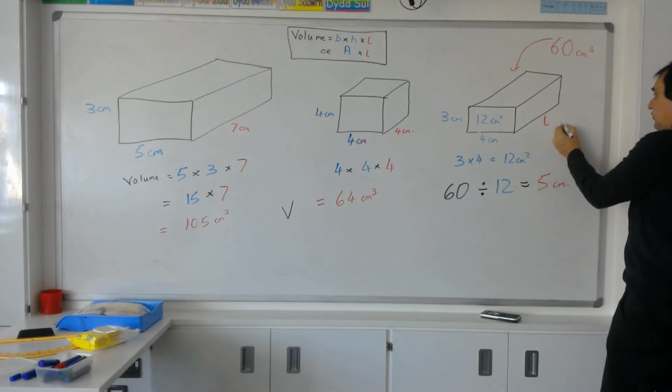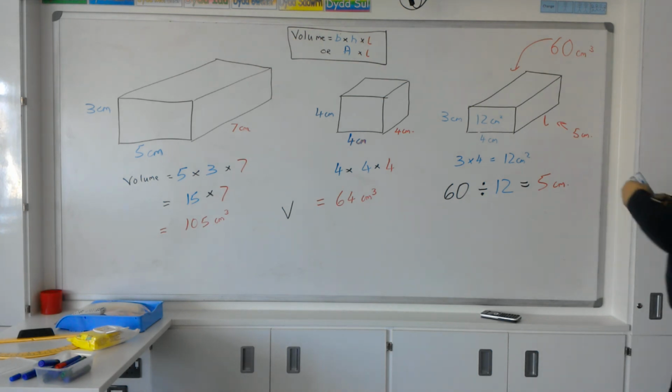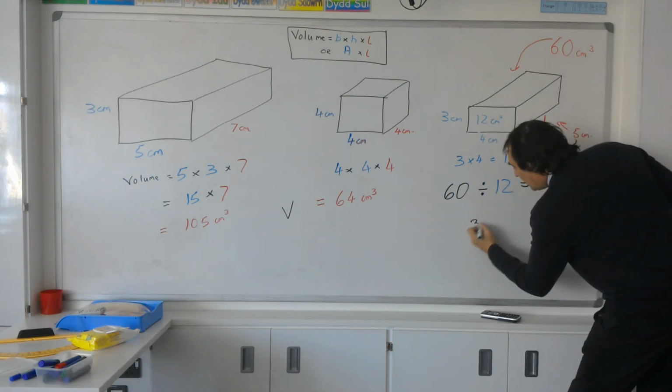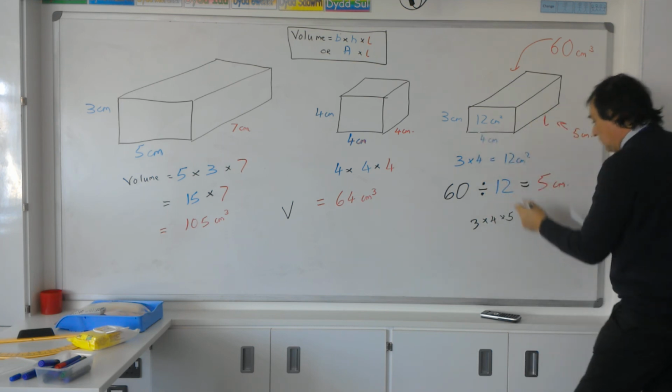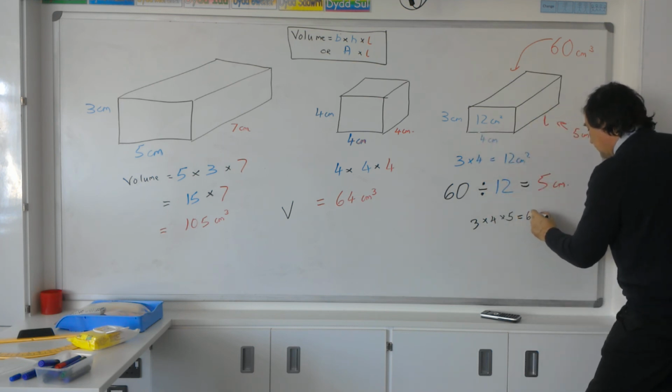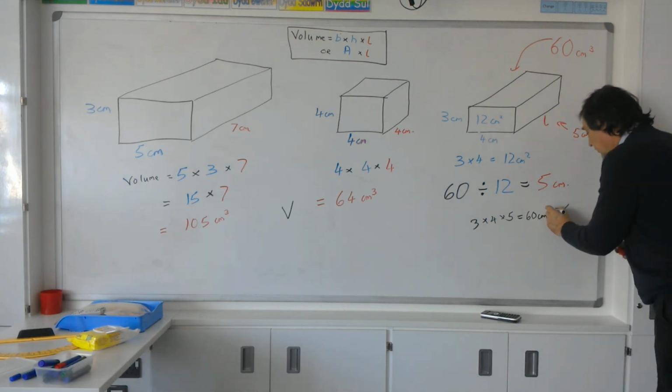So in other words, my mystery dimension here was 5 centimetres. I could check it just by doing a quick calculation of 3 times 4 times 5, times them all together to give me an answer of 60 centimetres to give me a correct check. Sorry, centimetres cubed, because it's the volume.